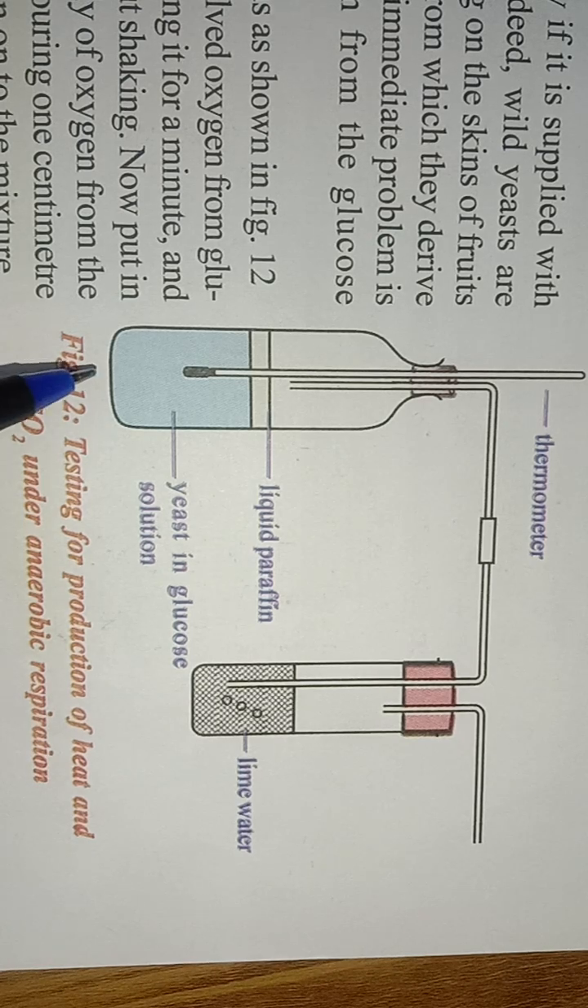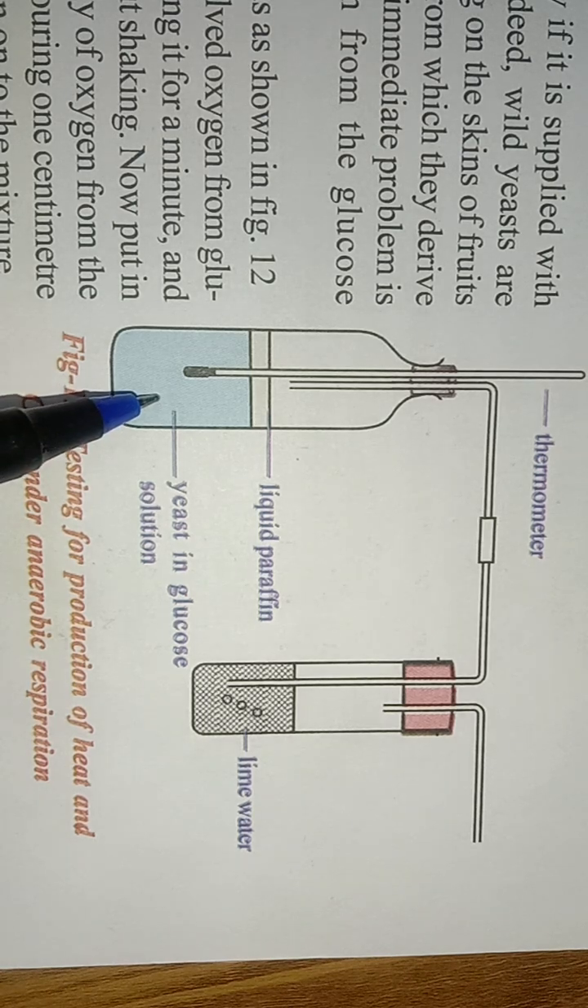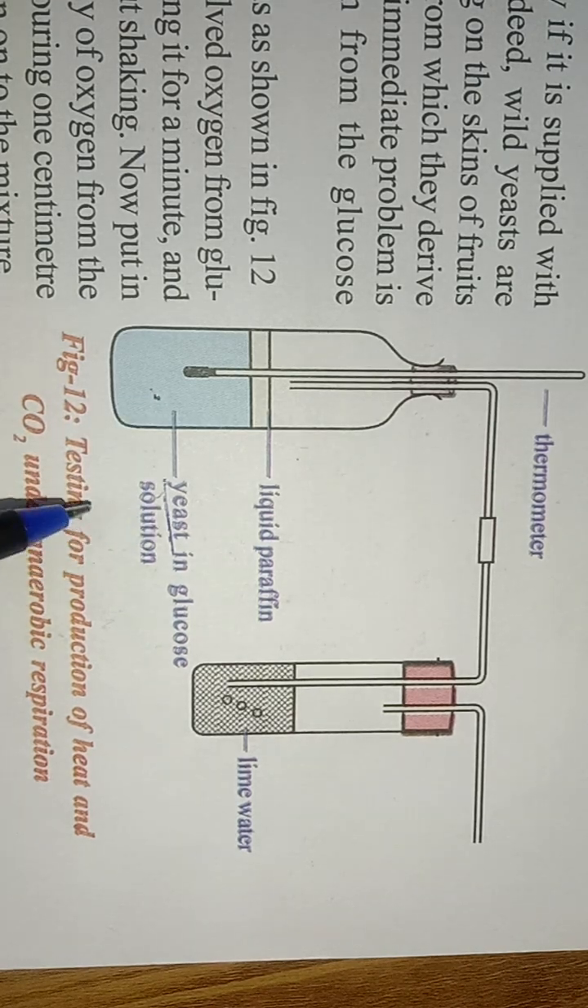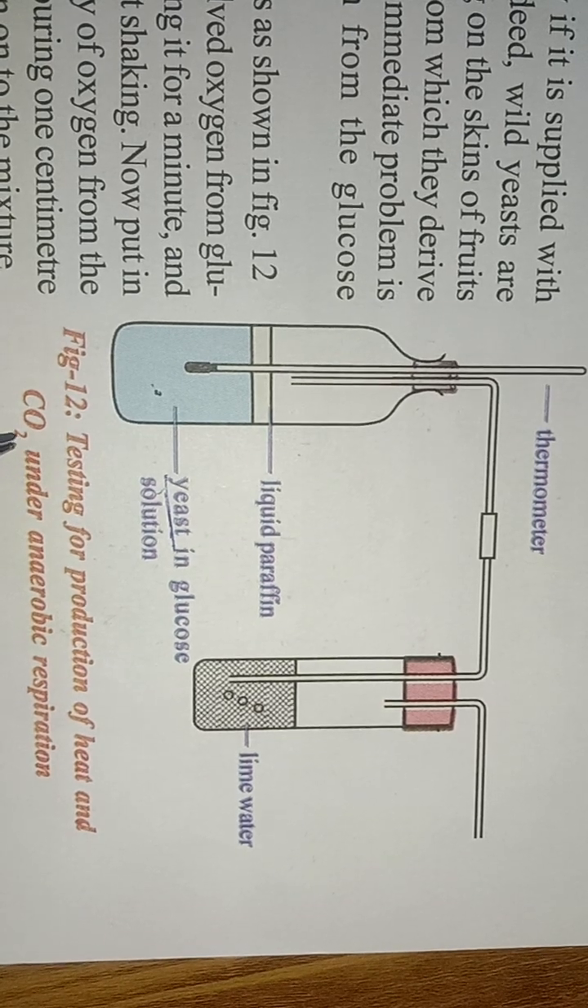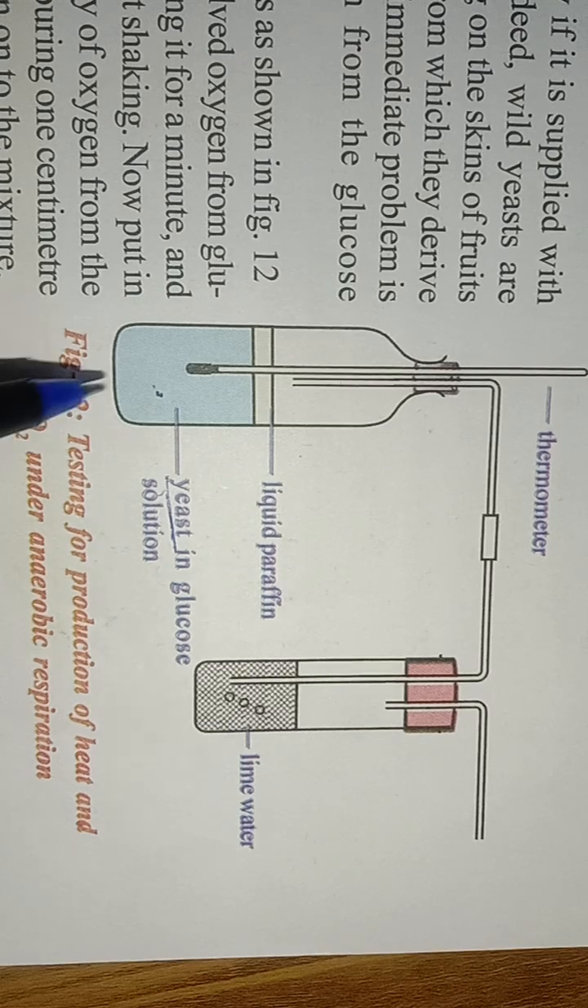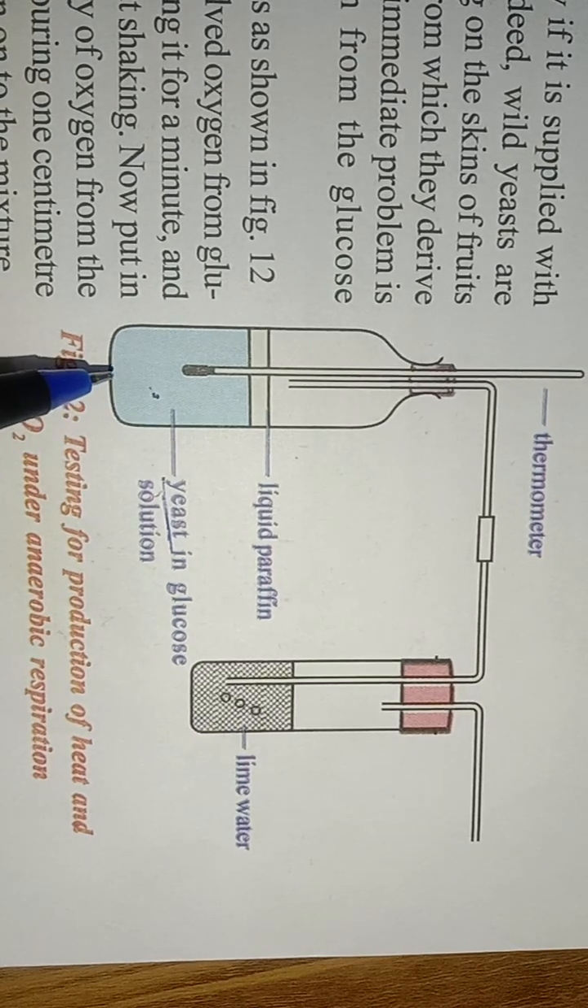Right. So take a jar. In this we have to add glucose solution, right? To this glucose solution, you have to add yeast, right? Wild yeast are normally found on the growing skins of fruits like grapes and apples, from which they derive their food supplies. Now, before adding, here is what we have to do.